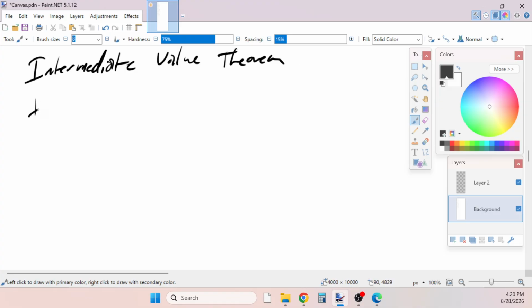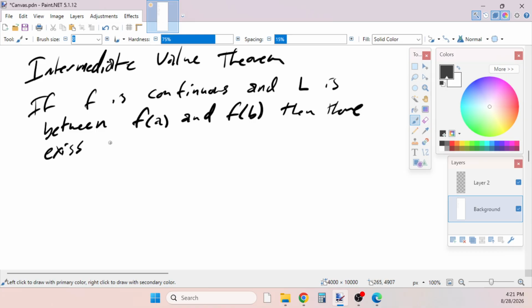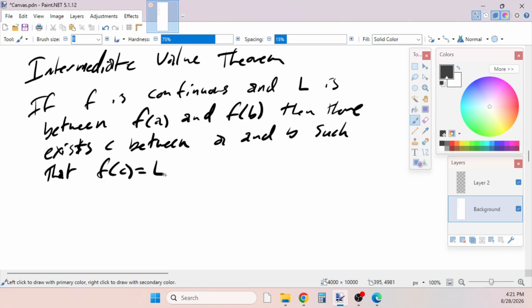Intermediate value theorem says if f is continuous and L is between f of A and f of B, then there exists C between A and B such that f of C equals L.